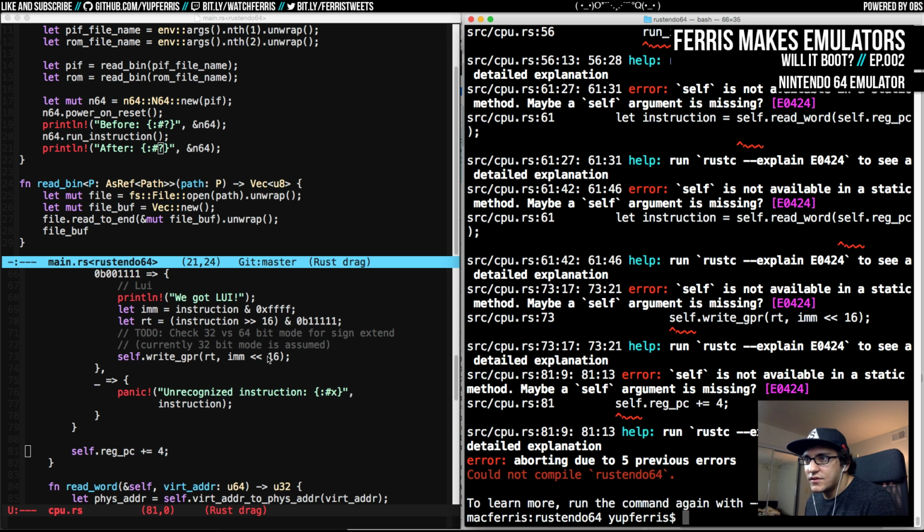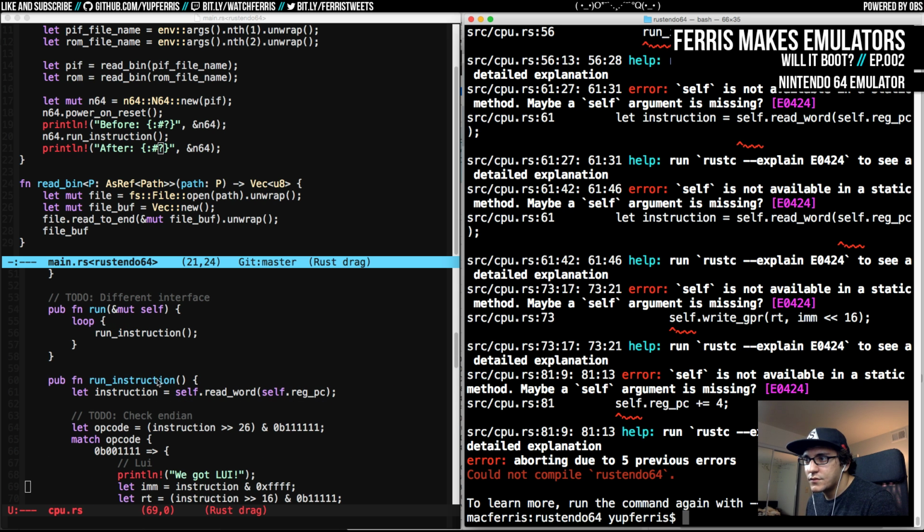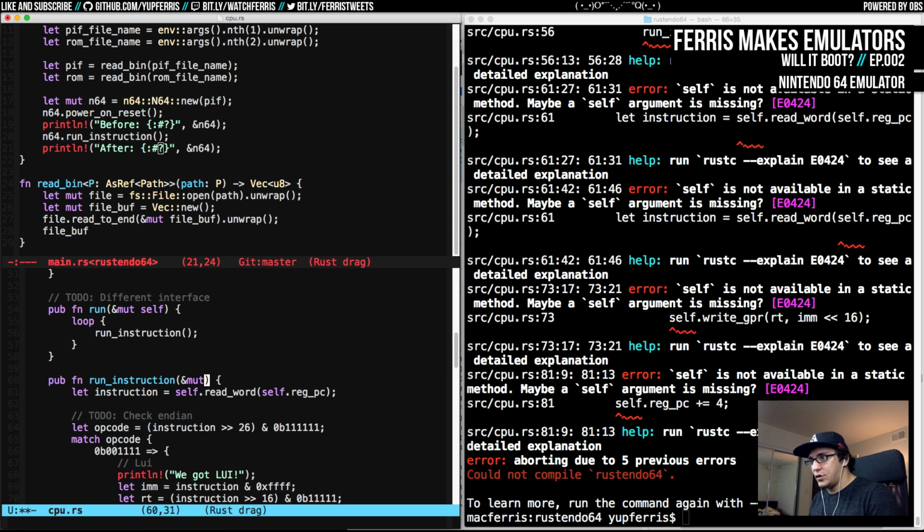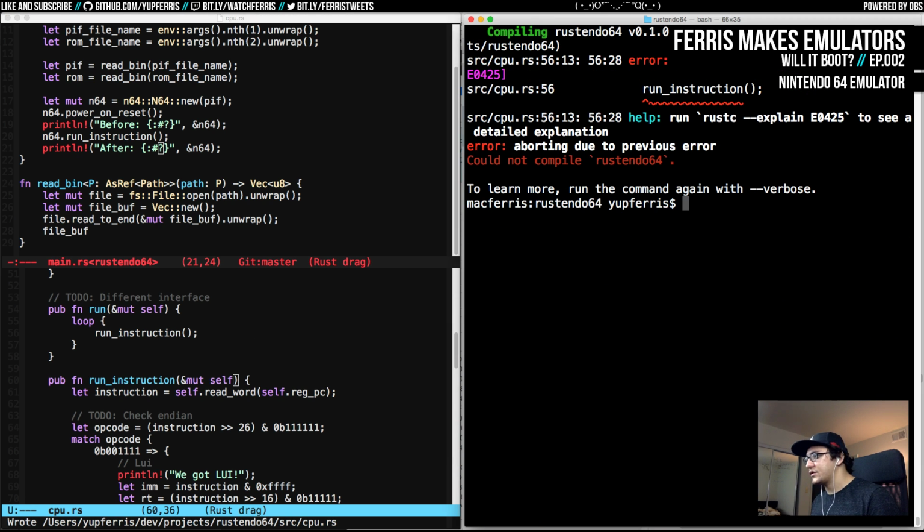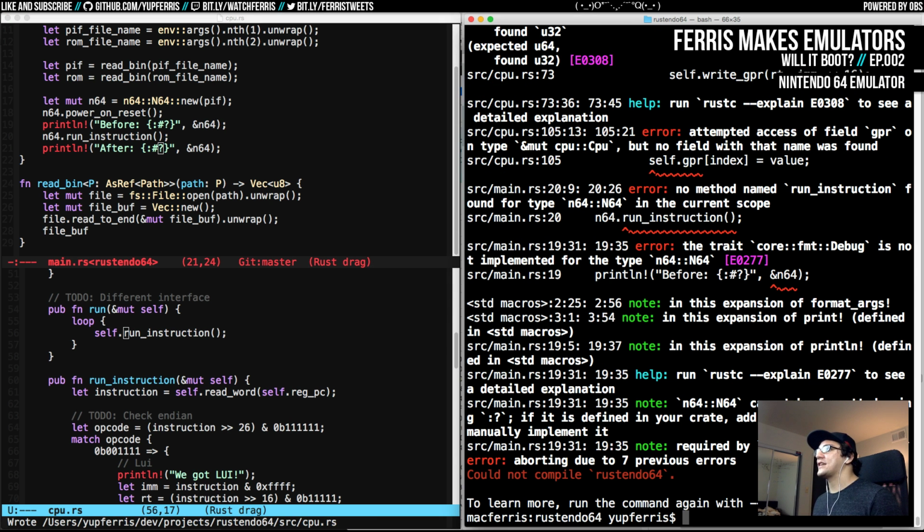61 in CPU. Yeah, I forgot a mut self in run instruction. And again, this needs self here. It's funny because I haven't been writing C++ in a while, but I guess I've been reading a lot of it.